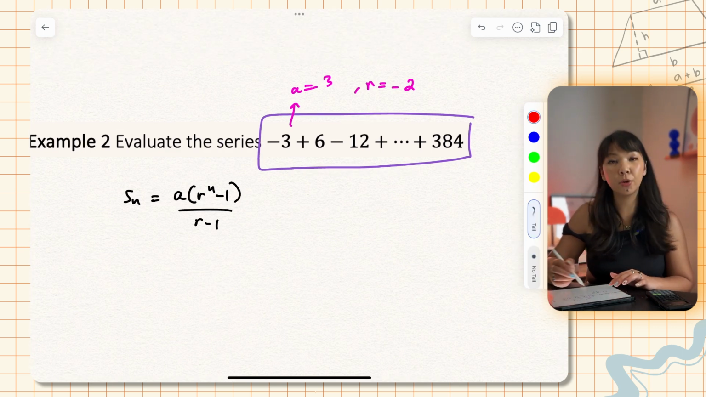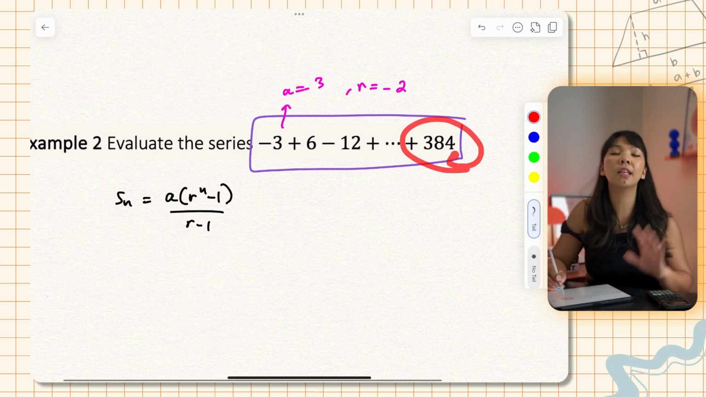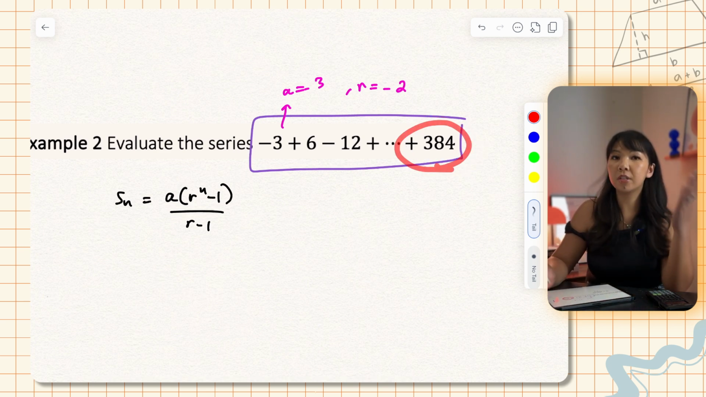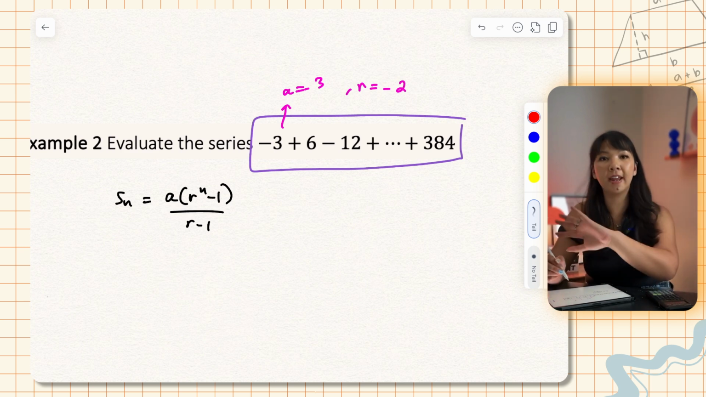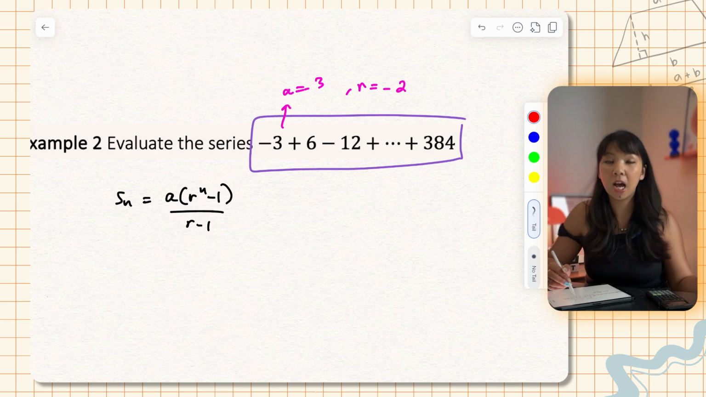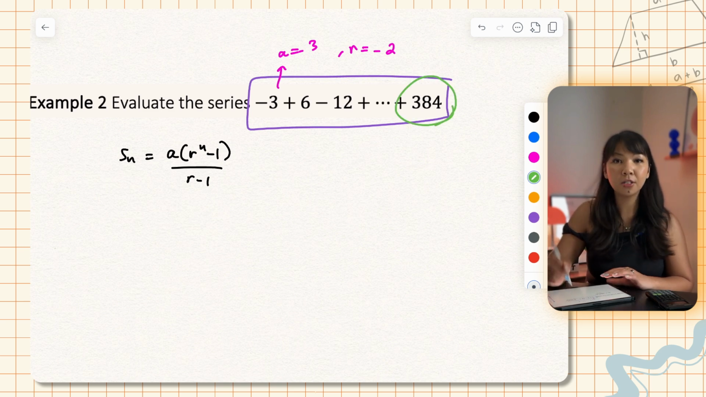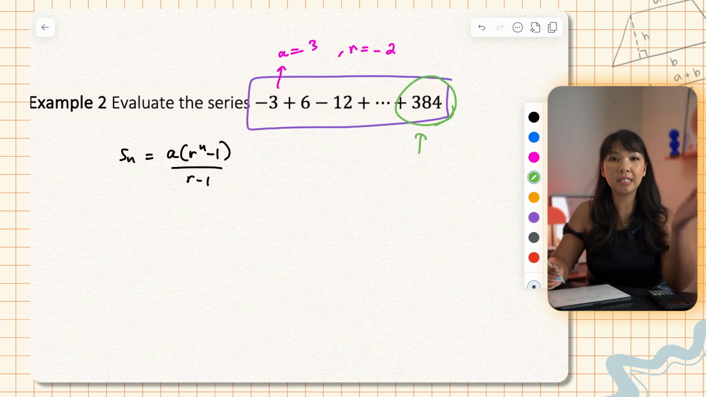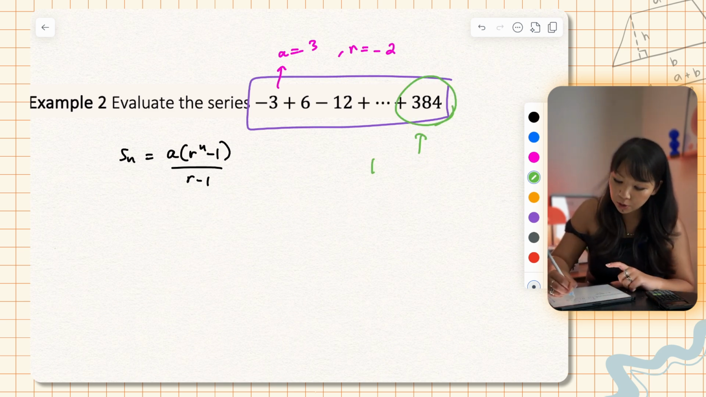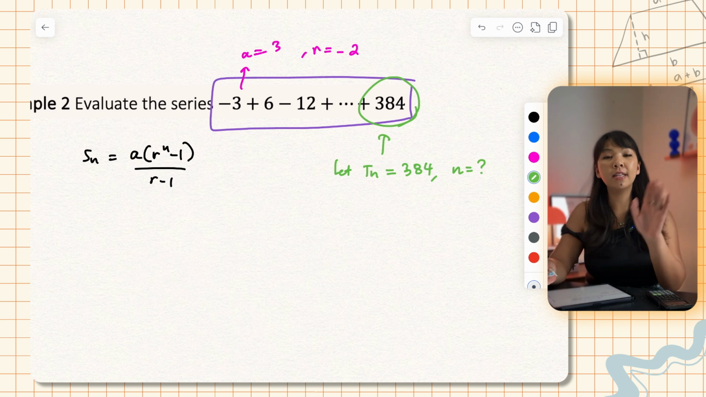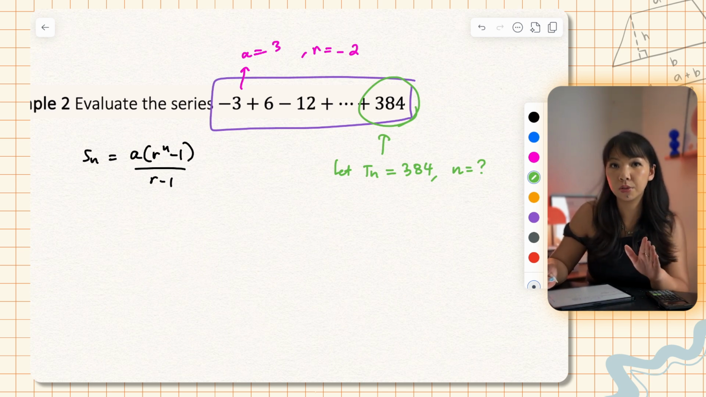But do we know how many terms there are in this sequence? No, we don't. All we know is that the last term in the sequence is 384. For all we know, we could have 10 terms in this sequence, we could have 15 terms, but it's hard to tell. So what we have to do is we need to actually let the last term in the sequence equal to the Tn formula, the nth term. So we're going to let Tn equal to 384, and we're doing that so that we can figure out what is the n value that corresponds to that.